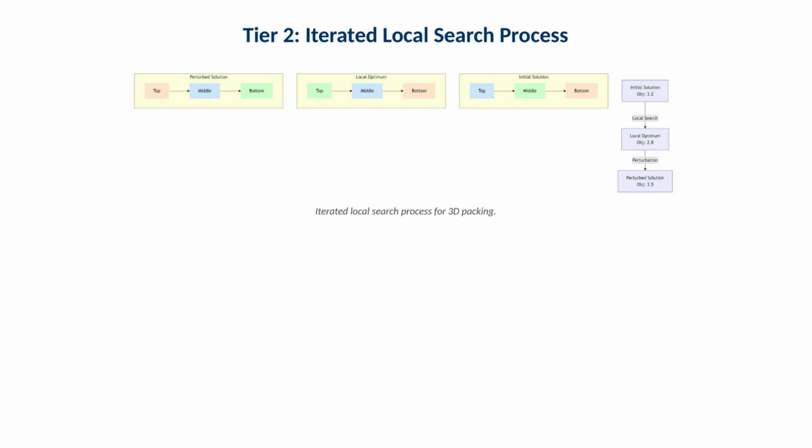This figure shows the iterated local search loop. You start with an initial packing, repeatedly apply local improvements, and monitor whether you are still improving. If improvement stalls, you apply a perturbation, then continue local search. This combination is often effective because it balances exploitation of good regions with occasional exploration of new regions.